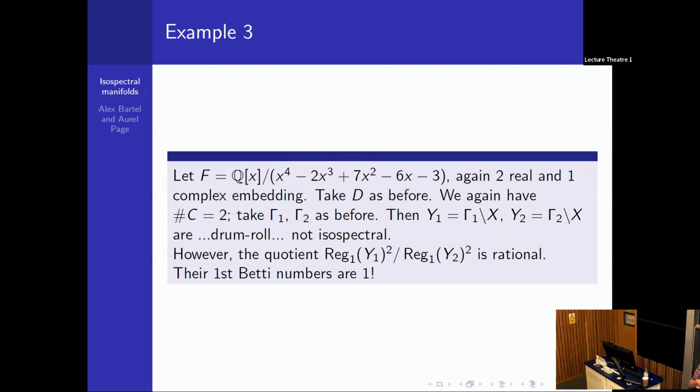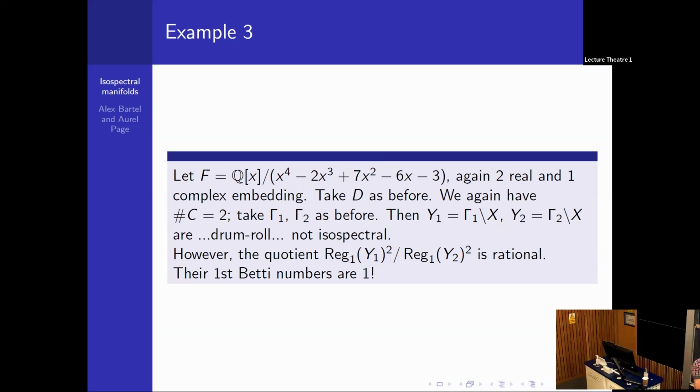This is expected by the general Kontsevich-Zagier philosophy. I don't think anybody can prove anything like this. But the quotient is rational. And again, we prove this using the criterion in one of the theorems.